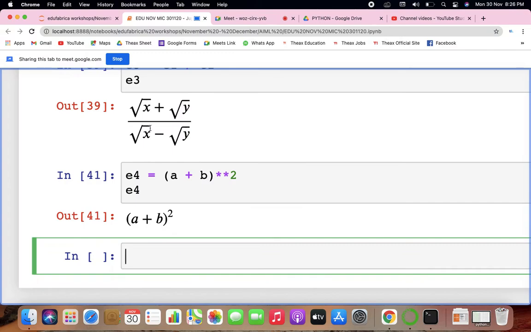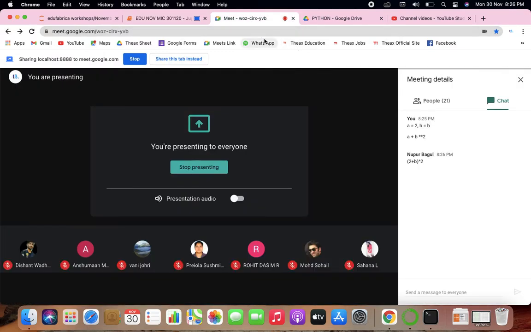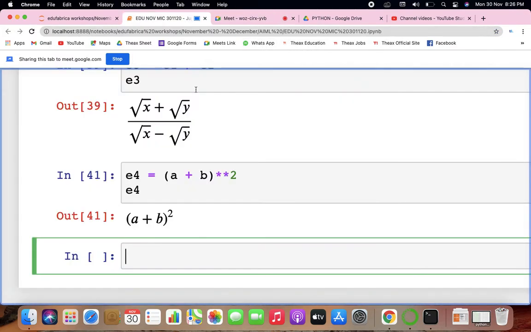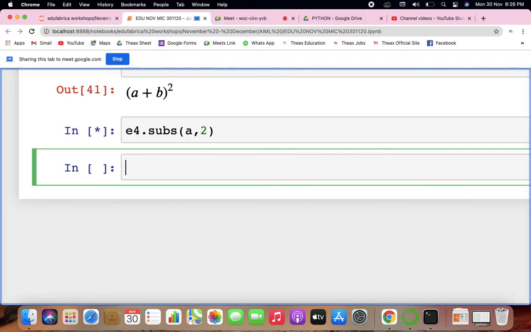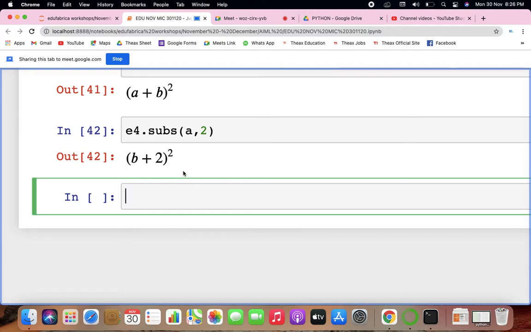So how will you write it? I see some results over there. 2 plus b whole square, right, obviously. So what we'll do is, basically, we are substituting the value of 2 in a. That is what we are doing exactly, right? So we'll be using a function called substitute. That is e4.subs. In expression 4, we need to substitute the value of a with 2, and then the result would be b plus 2 whole square, basically. Right? And that can be expanded. Someone said expanded form of that. So we can expand it. That is a different part.